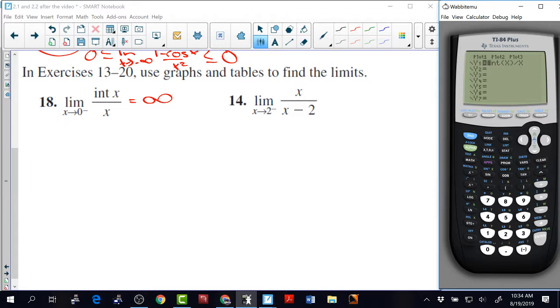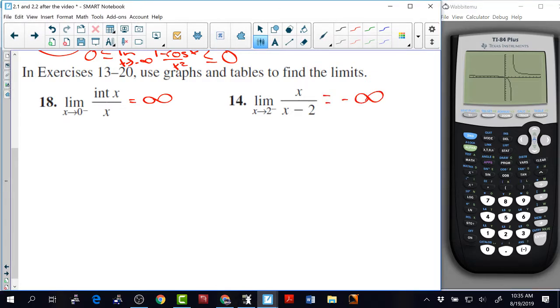Limit as x approaches 2 from the left of x divided by x minus 2. Zoom 6. So x minus 2, there's a vertical asymptote at x equals 2. And they want to know, what's happening as we approach 2 from the left side? This is headed down to negative infinity. I didn't really need charts to do either one of these. I did it right off the graph. If the graph isn't good enough, like leveling off, sometimes it's hard to tell where it's leveling off. If the graph isn't good enough, go to the chart.